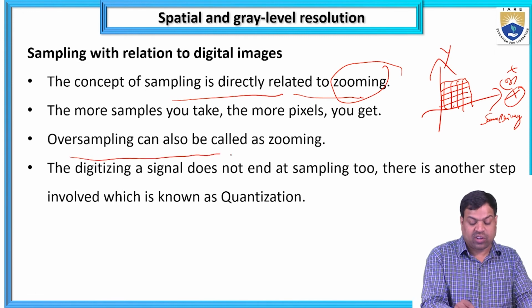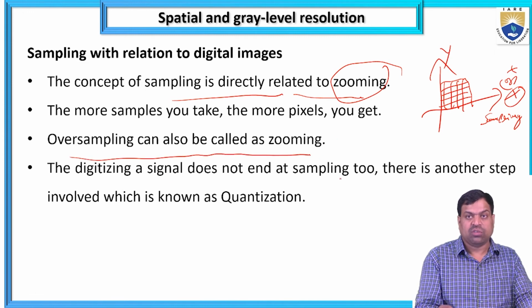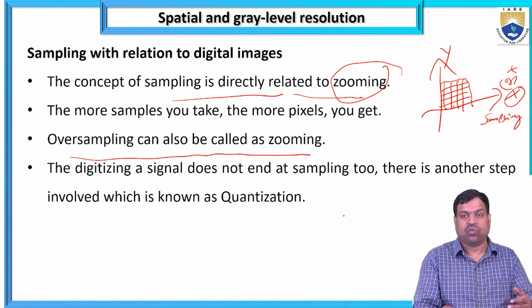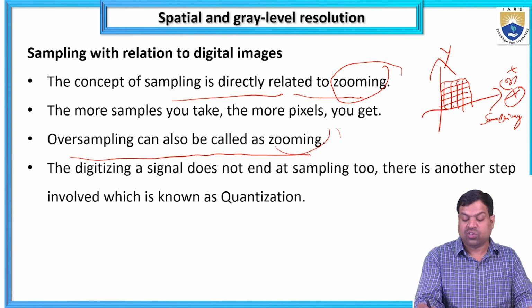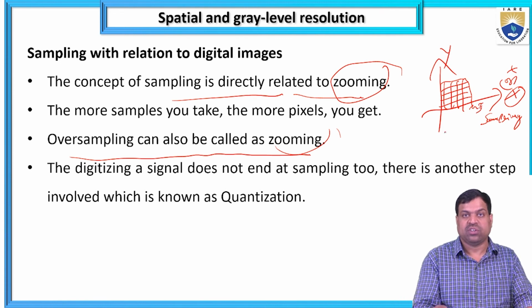So oversampling can also be called zooming. We already discussed that when I go for zooming, I need oversampling. That is the reason I am taking oversampling, which can also be used for the zooming. So when I am taking the sampling with NTS seconds, I go for the oversampling method for the zooming. If I don't want any zooming, I don't go for the oversampling method.